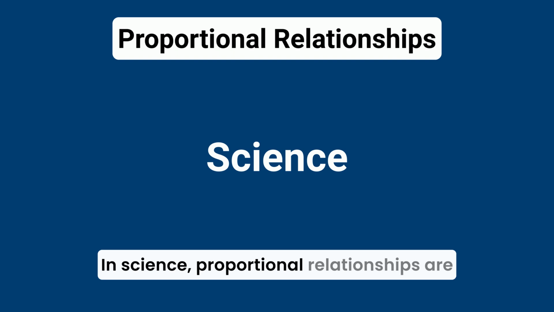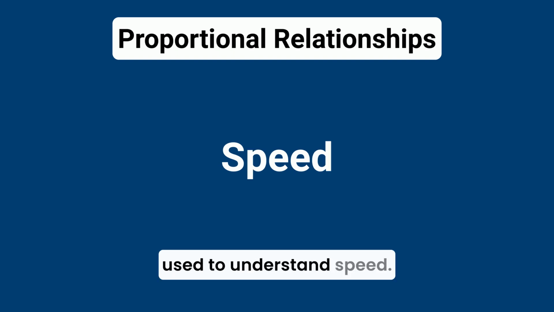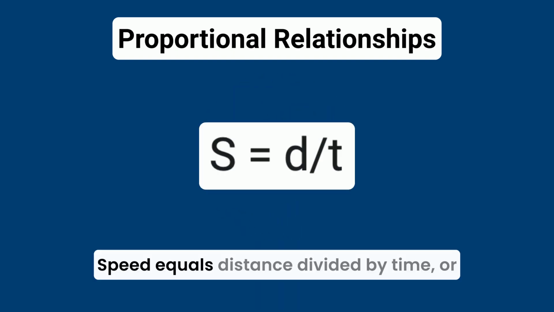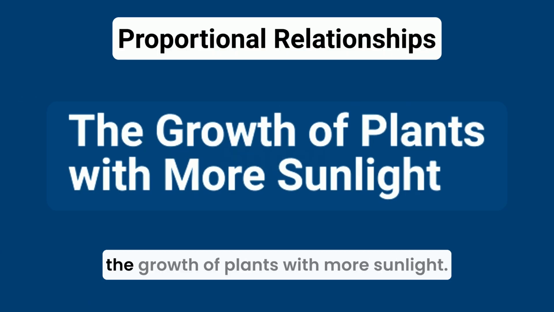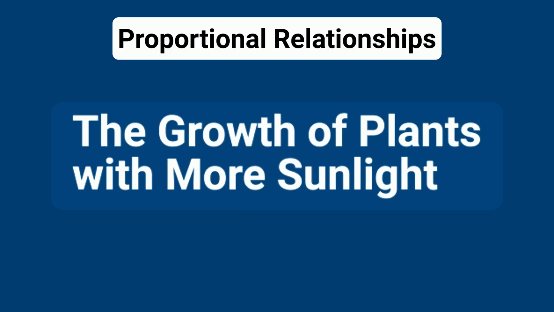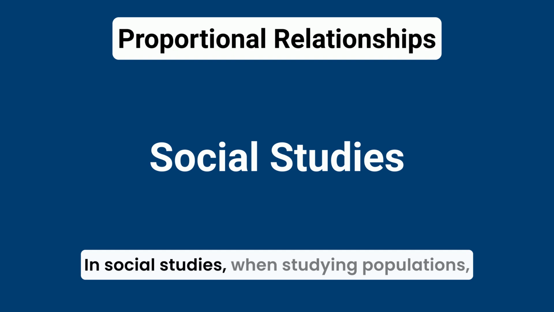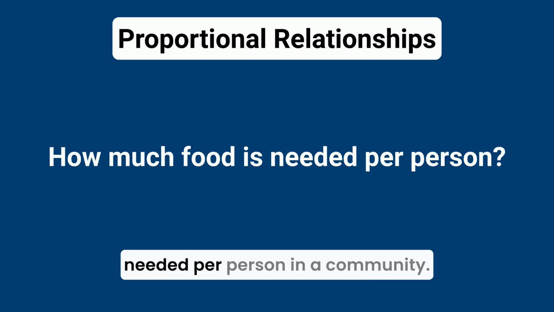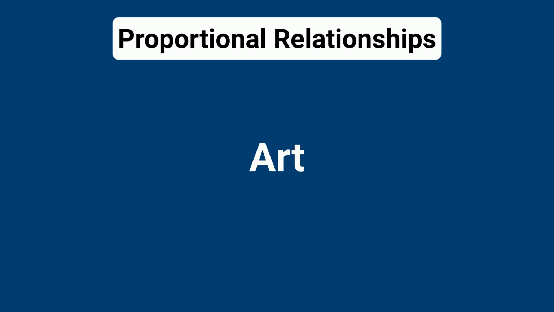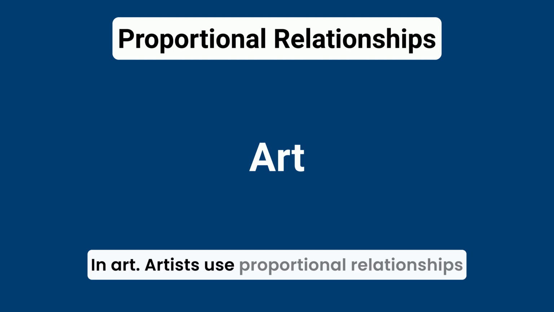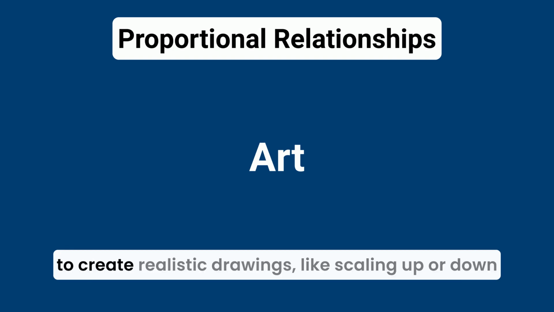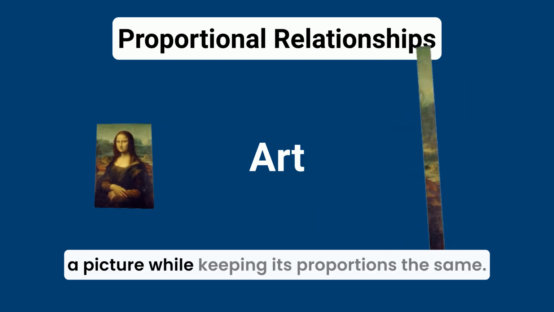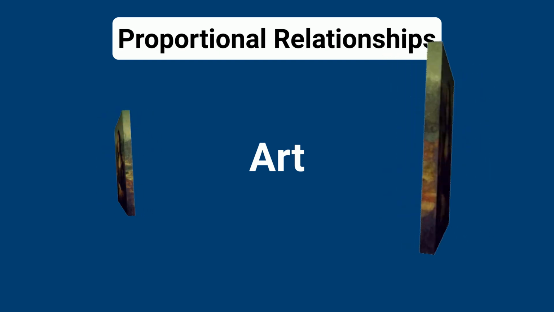In science, proportional relationships are used to understand speed. Speed equals distance divided by time, or the growth of plants with more sunlight. In social studies, when studying populations, you might see proportional relationships, like how much food is needed per person in a community. In art, artists use proportional relationships to create realistic drawings, like scaling up or down a picture while keeping its proportions the same.